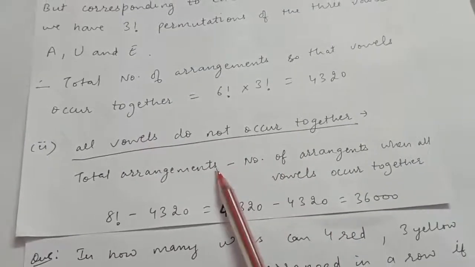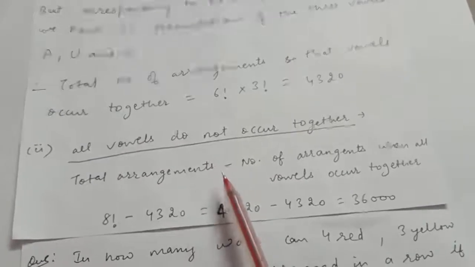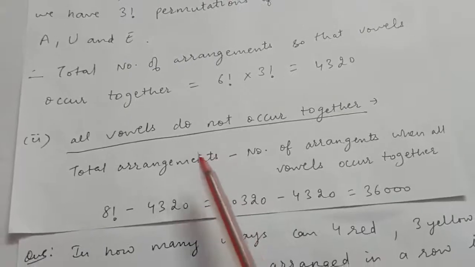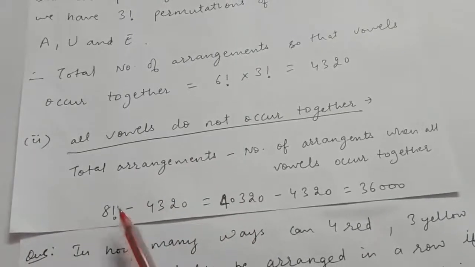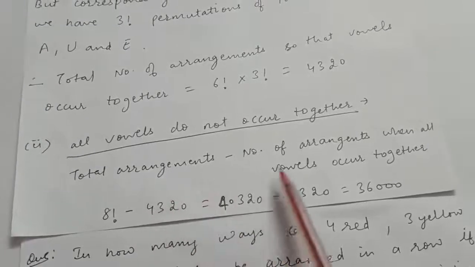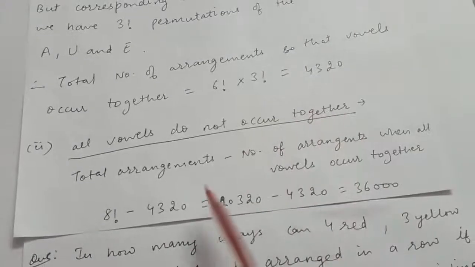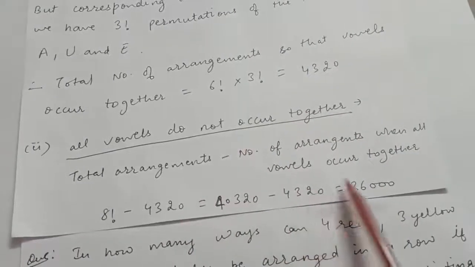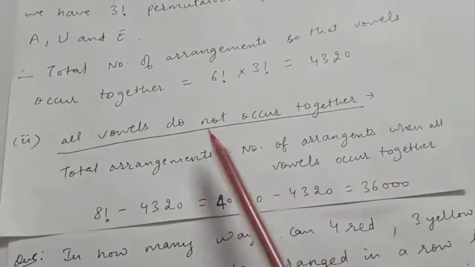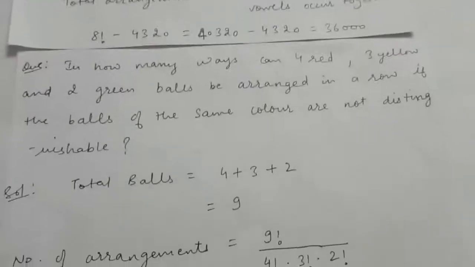The word DAUGHTER contains 8 letters, and all the 8 letters are different. Therefore the total arrangements can be 8 factorial, minus the number of arrangements which contain all the vowels together. Therefore, you will get the answer as 36,000, which is the number of arrangements when all vowels do not occur together. Right? Now see the next question.